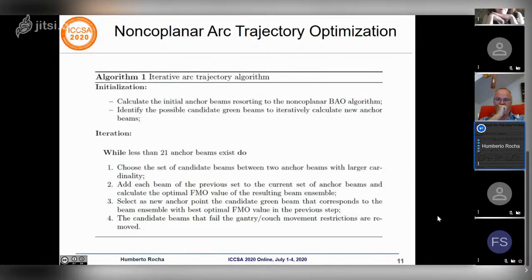I will not fully describe the algorithm, but the algorithm has the two steps. In the initial step, or in the initialization, we use the beam angle optimization approach to compute a set of non-coplanar beam irradiation directions. Then, anchored in these directions, in an iterative way, we compute further beam directions or points until we obtain 21 points. Why 21 points? Because that's what everybody else do. These 21 anchor beams or directions will define the arc trajectory.